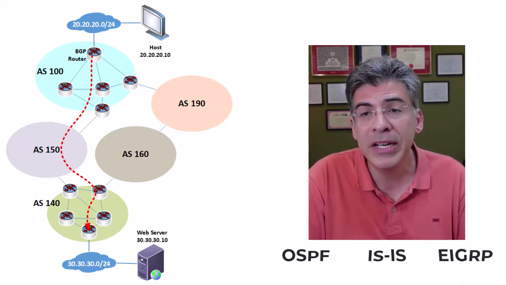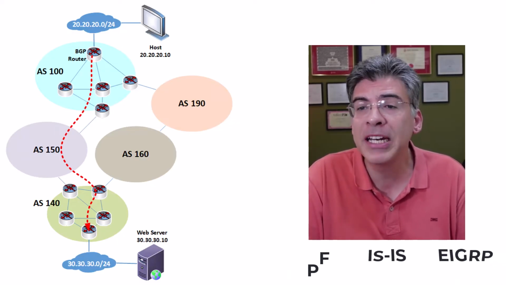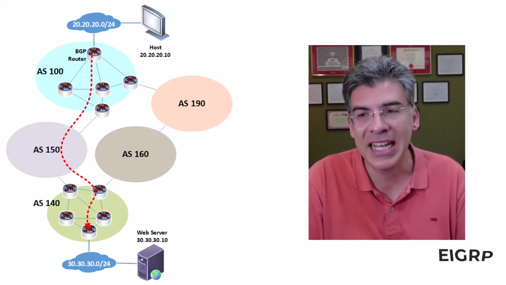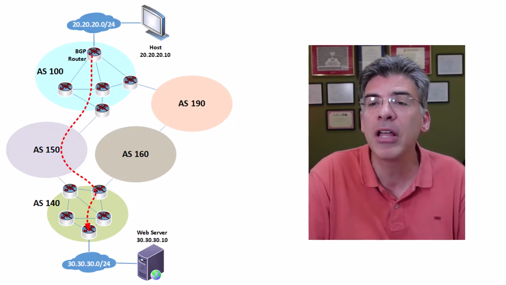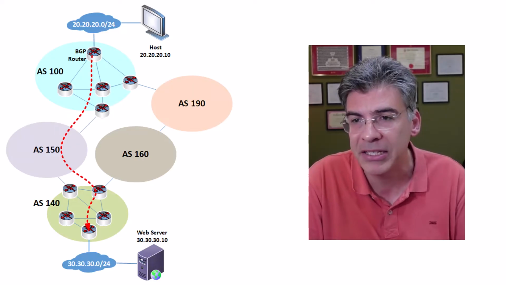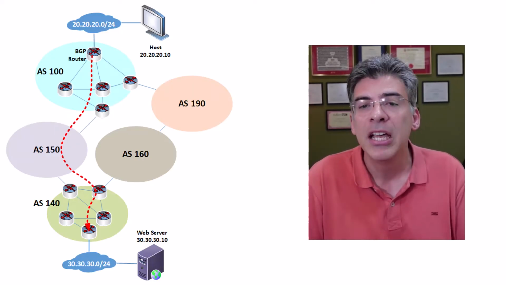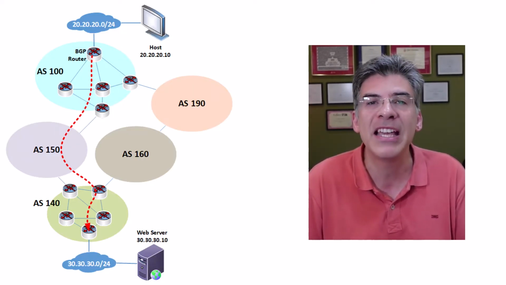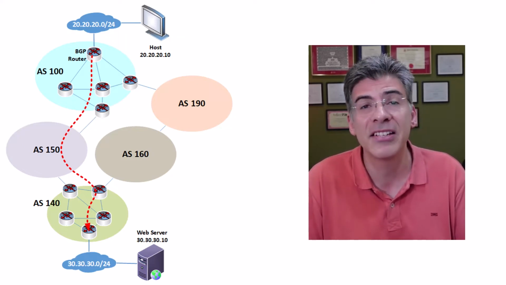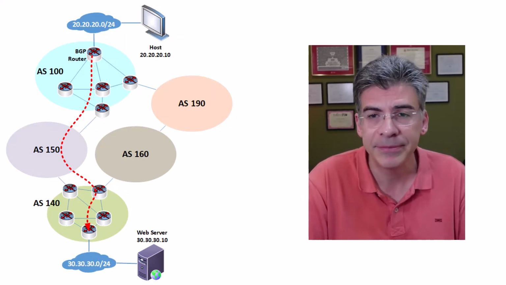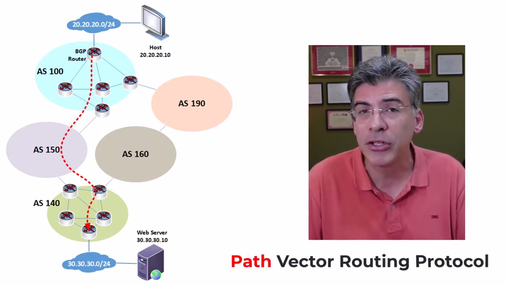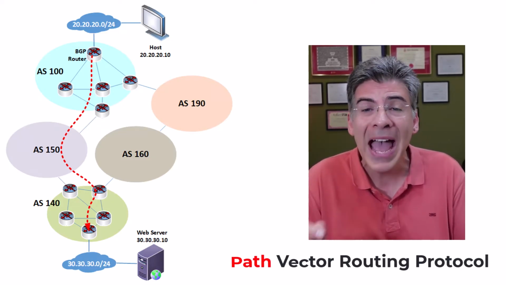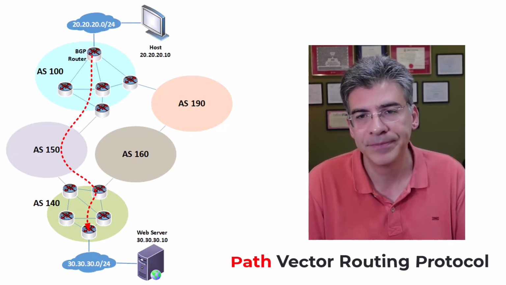BGP, on the contrary, is responsible for determining the AS path to the destination. BGP thus delivers a higher level of routing information than IGPs, and this is primarily the reason why BGP is so scalable and thus ideal for the internet. Now, this is also why BGP is known as a path vector routing protocol, where path is the key word here.